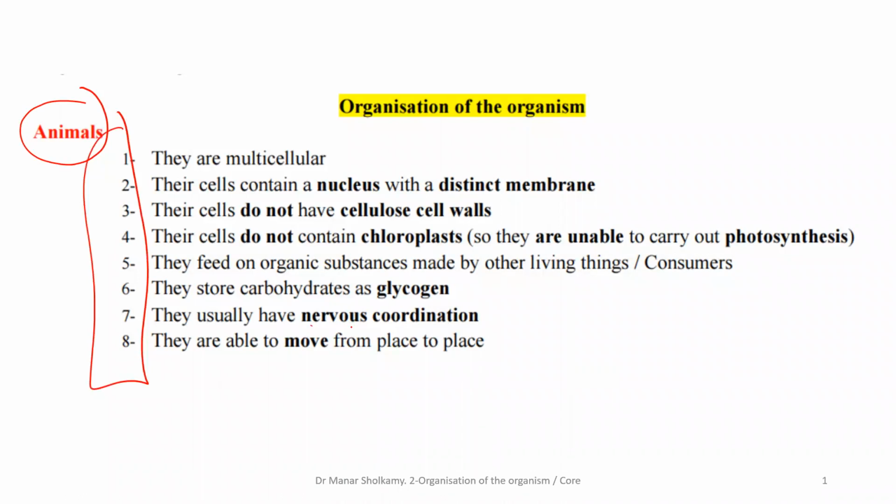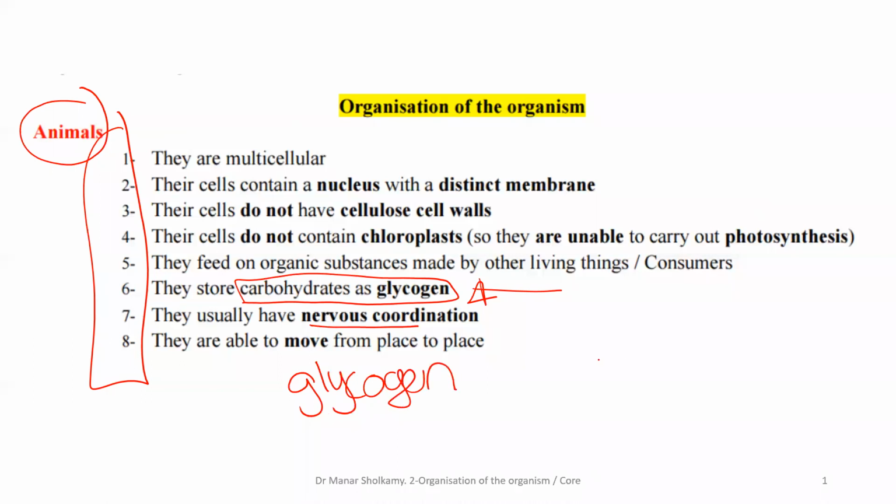Animals, of course, you know that they have a nervous system and they move and they store carbohydrates as glycogen. Anyone has any questions here? We store carbohydrates in our body in the form of glycogen. Plants, when they store carbohydrates, they store it as what? Starch. Exactly, starch. These are small details, okay?